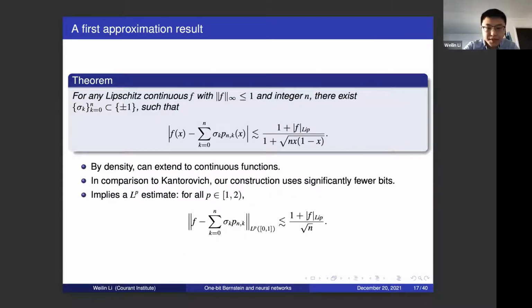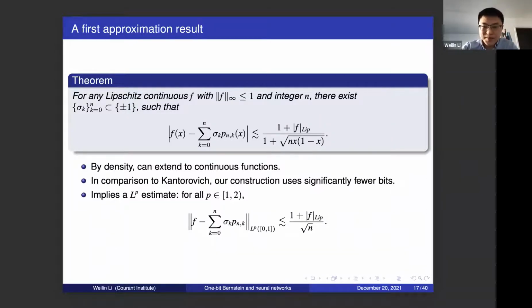So in comparison to Kantorovich, if we're willing to settle with this issue of not being able to approximate at the endpoints, then we're using significantly fewer bits. We only need plus and minus 1. Kantorovich needs like minus 2 to the n to 2 to the n. This estimate doesn't look so pretty because of these x factors. So you could derive an L1 bound from this, for example. You could show that the error in L1 is on the order of the Lipschitz constant of f divided by the square root of n.